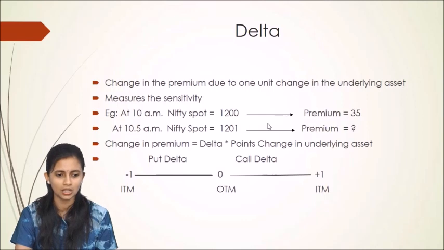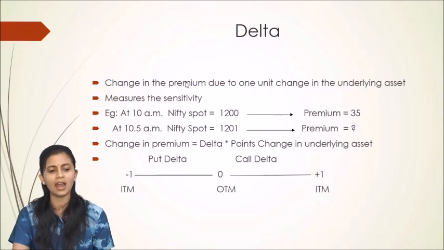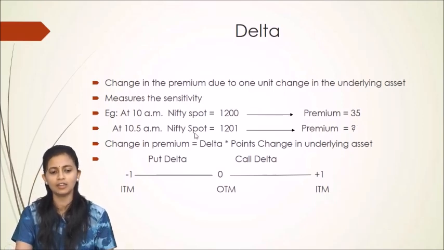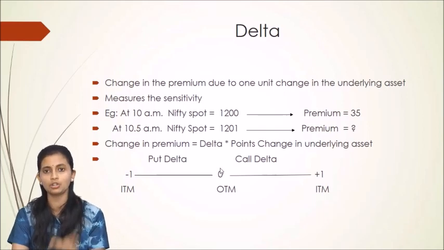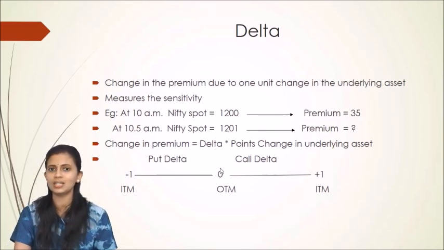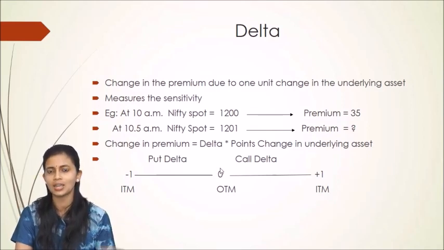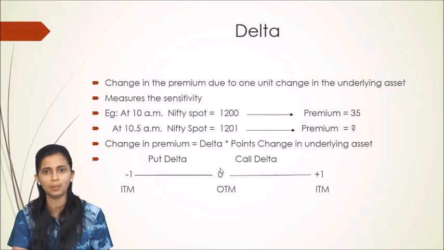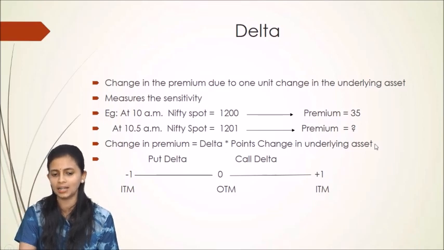Say for example, at 10 am if Nifty spot is 1200 and the premium is 35, now at say 10:05 the Nifty spot is 1201, then what will be the premium? To calculate the premium, we have to see what the delta change is. If you get to know the delta change for 1 unit change in the stock, then you will know the change in the premium. So change in the premium is equal to delta into points change in the underlying asset.